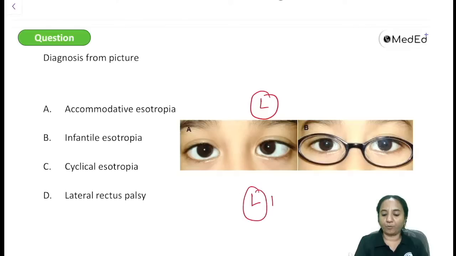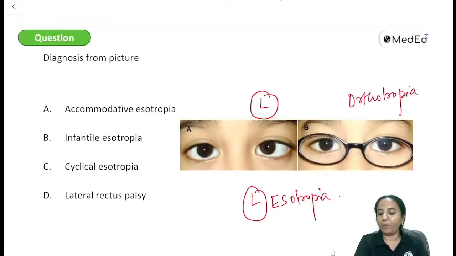You see an esotropia. The eye is showing a convergent squint in the left eye. But the moment you give the glasses, there is orthotropia. So there is esotropia without glasses and orthotropia with glasses. This is typically seen in accommodative esotropia.